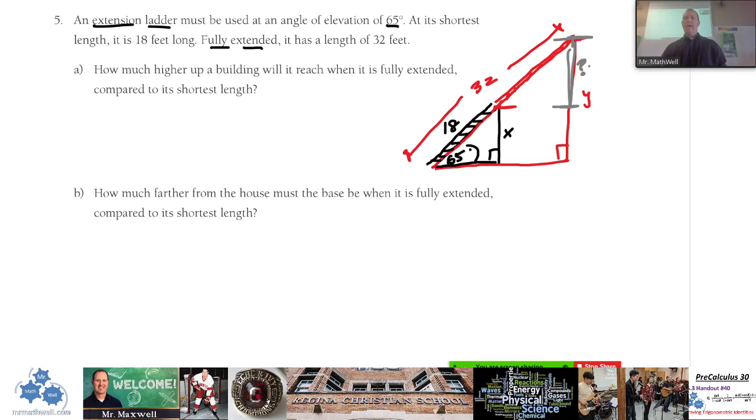Okay? So I tell you what, I'm going to give you a couple minutes, and I want you on your piece of paper, I want you to finish this question. 5A. Okay? 5A. That's what I'm looking for. So take 2 minutes and see if you can get this, and I'll show you the answer in a couple minutes.